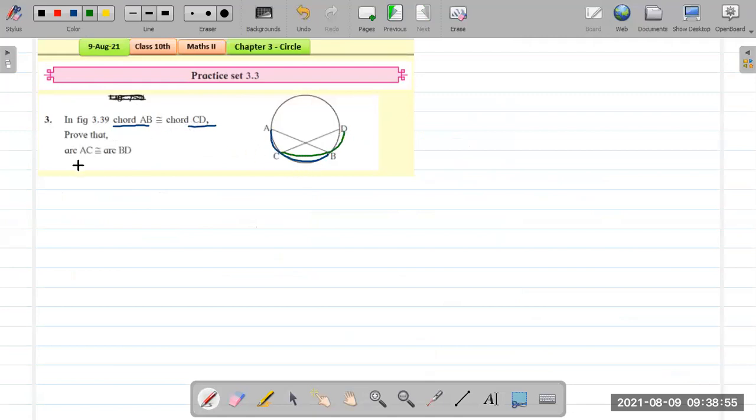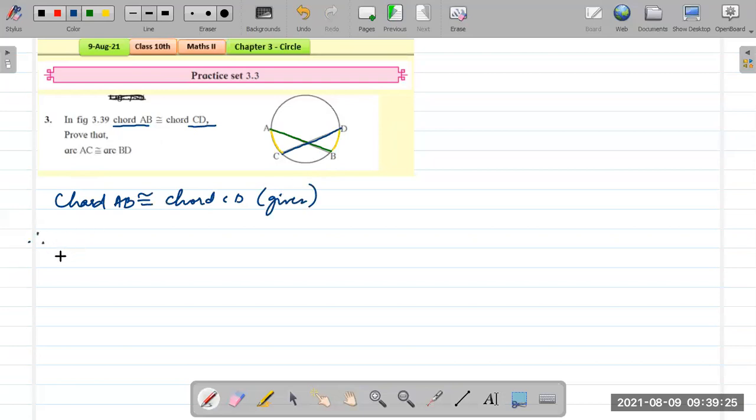Okay. And we are asked to prove, sorry, just a minute. The chord AB, this is the chord AB that is equal to chord CD. We are given that these two chords are equal and we have to prove that arc AC is equal to arc BD. Okay, how can we start? Start with whatever is given. So chord AB is congruent to chord CD. This is given. So therefore, what can we say?